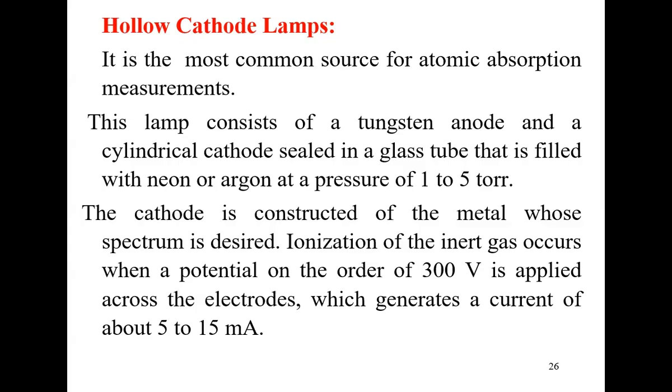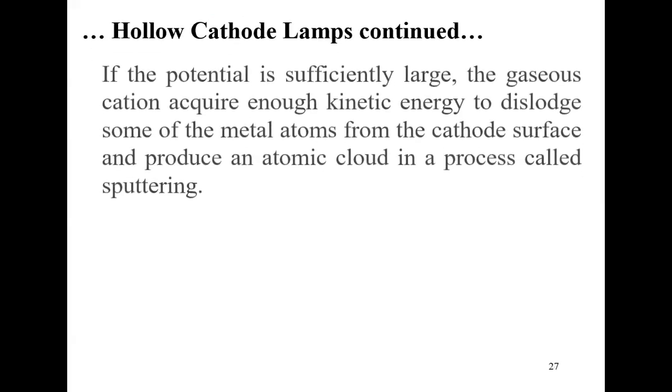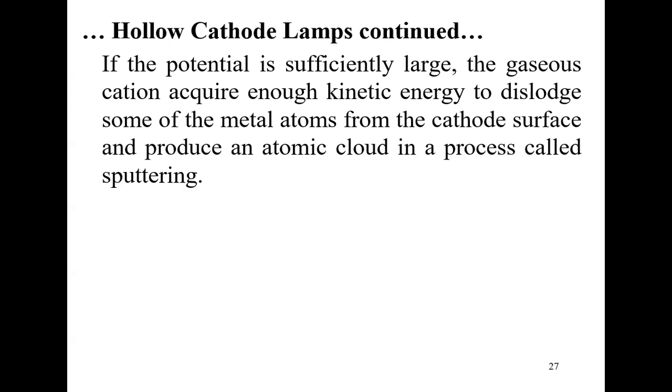You will see that there are hollow cathode lamps. We can pull them out. I can show you that. Once it's used over and over, there is that bombardment that occurs on the glass surface. We call it sputtering. If the potential is sufficiently large, 300 volts or more, the gaseous cation, remember the gaseous cation? First of all, you put some current. Argon then is converted to gaseous ions. The gaseous cation acquires enough energy.